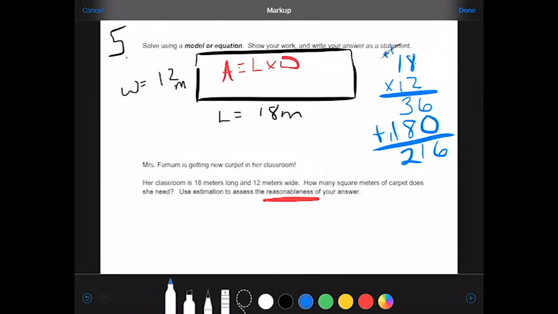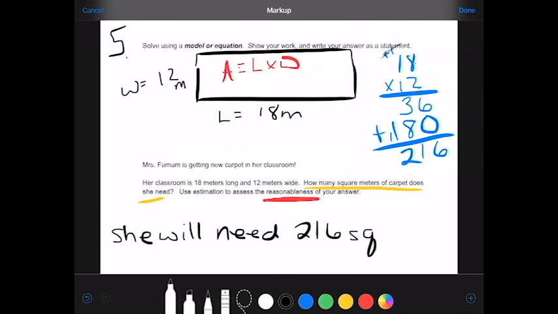Yeah, and that's all she's asking. How many square meters? I always reread my problem. How many square meters of carpet does she need? So that I can do word problem, word answer, right? She will need 216 square meters of carpeting.